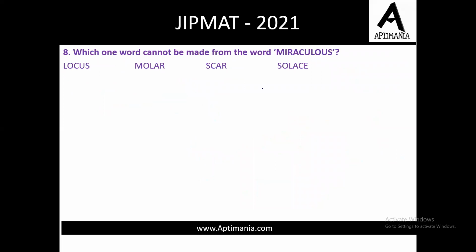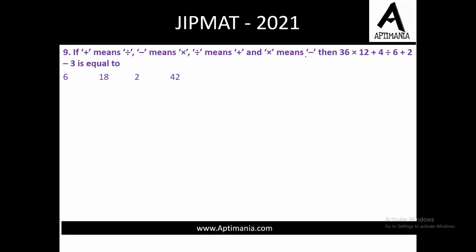Next question, very easy one. Which one word cannot be made from the word miraculous? Now see, locus, all the letters of the word locus are present in the word, right? Molar, इसका भी सारे present है. Star is also, each and every letter is present. S is there, we have C, we have A, we have R. So in solace we have E, which is not available in the original word. So this is the answer. Solace is the word which we cannot make from the word miraculous, right?